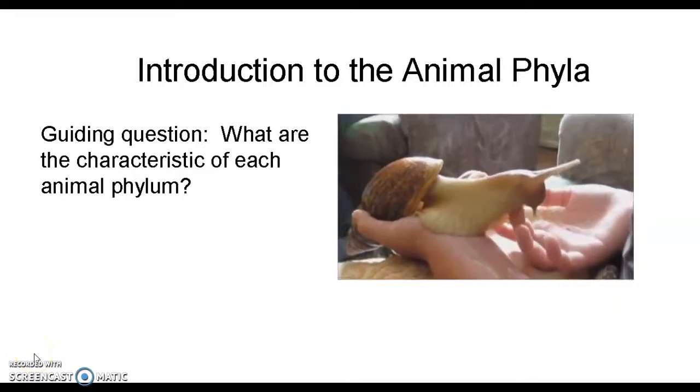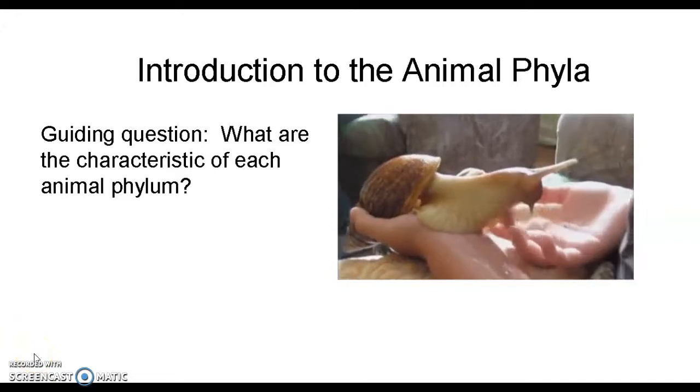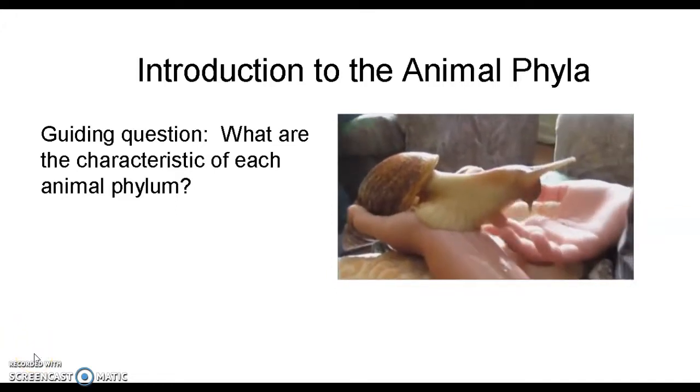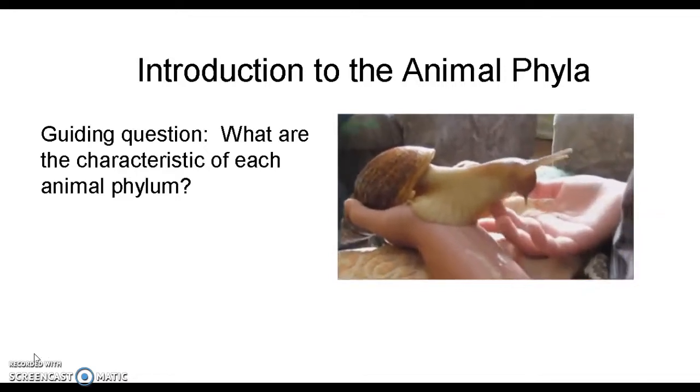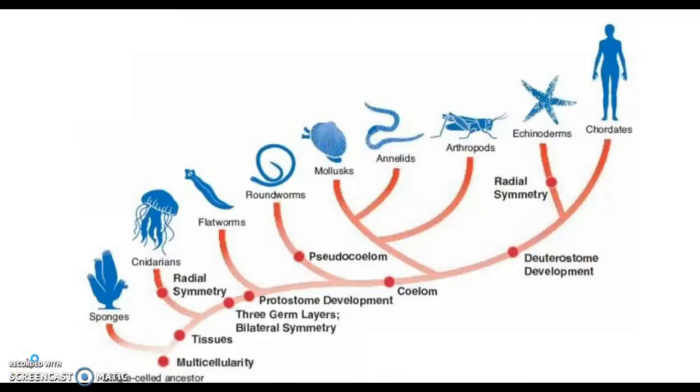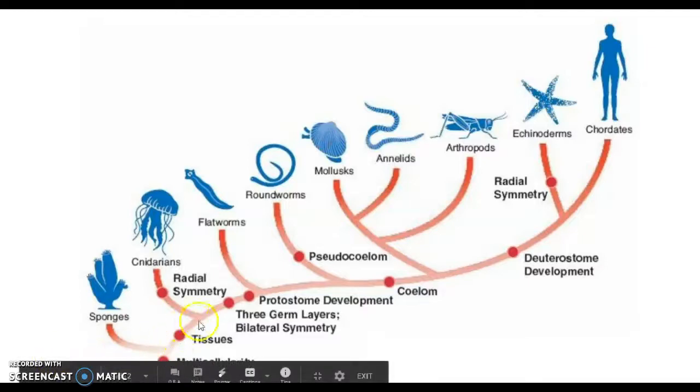Good morning, everybody. Today we are going to introduce the different animal phyla, and we'll be looking at some of the ways we categorize animals into these different phyla. So this cladogram shows the evolution of the different animals and which ones are most closely related to each other, and then what features they developed over the evolutionary history of these animals. And so most of the traits that you see on here we're going to be talking about today.